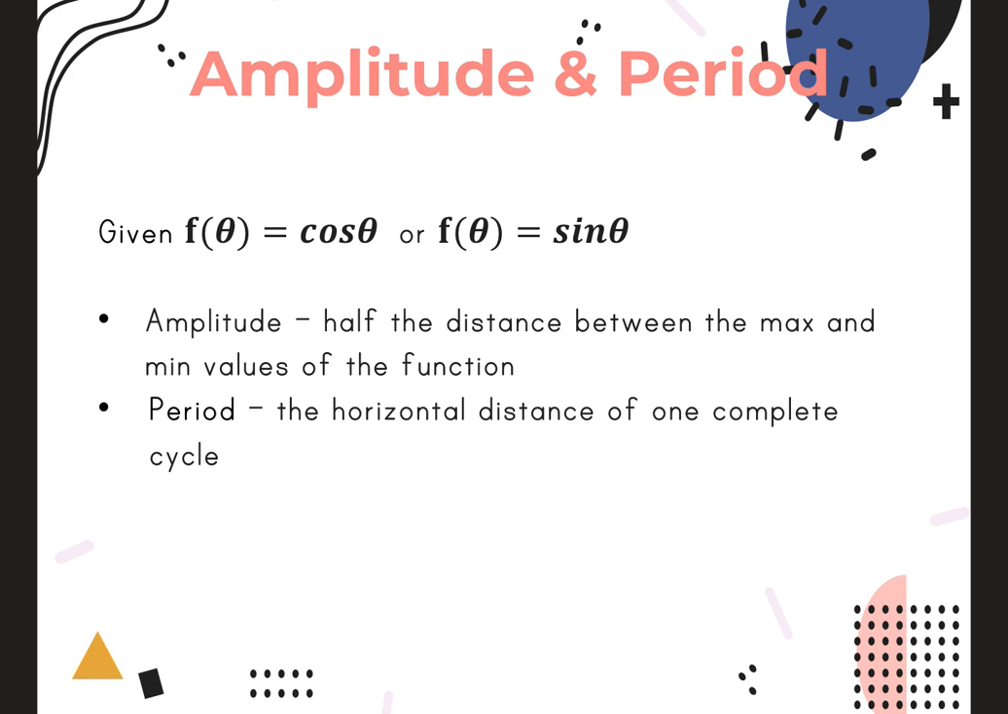Amplitude and period are the two things you're going to learn first, okay? The amplitude is half the distance between the max and the minimum values of the function. It is how high or low it goes off of your horizontal. So amplitude, how high or how low. On the parent function, your amplitude is 1. It goes up 1, comes back down, goes back down 1. And the period is the horizontal distance of one complete cycle.